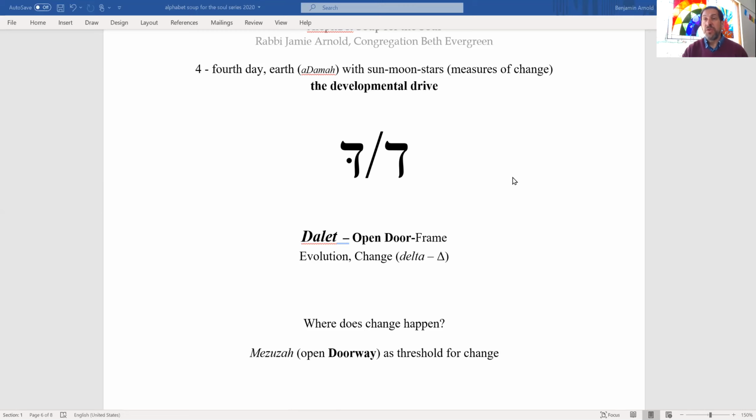So what do we change? Who are we changing? And what does the language that we're given, this alphabet that we're given, how can it help move us in the right kind of change?